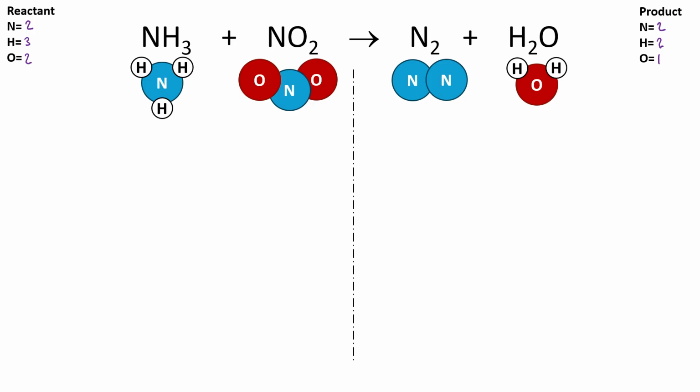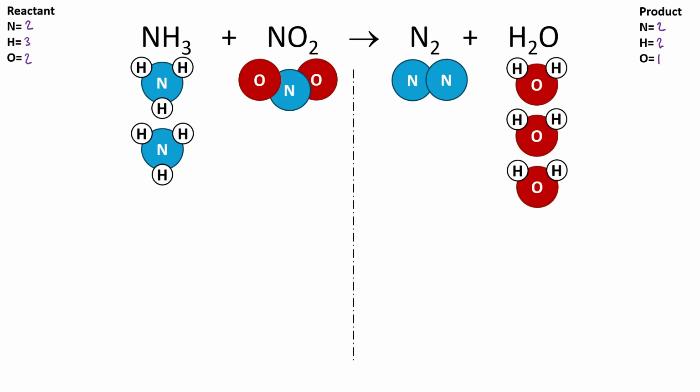Okay, so the first thing that I'm going to try and do is balance the hydrogens. Now I have 3 on the reactant side, and I have 2 on the product side. So the only thing that I can do is just add another ammonia, NH3, and that gives me 6 hydrogens. Now the only way that I can balance that on the product side is if I add 3 water molecules, right? So now our hydrogens are 6 on each side.